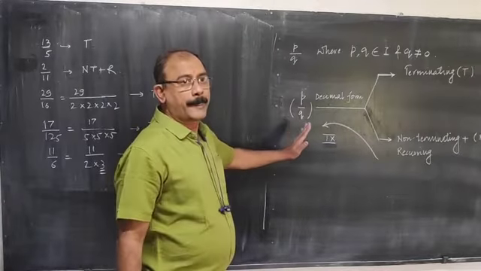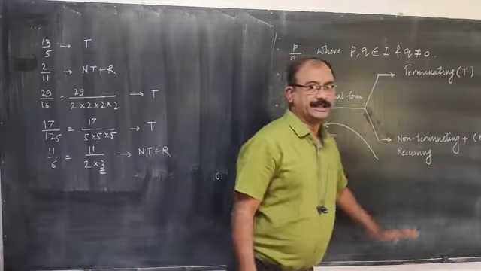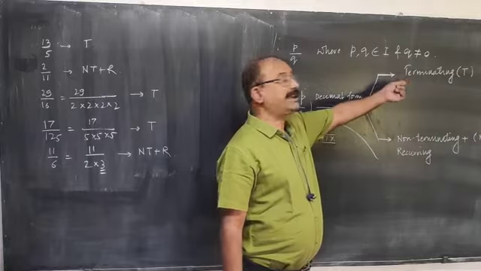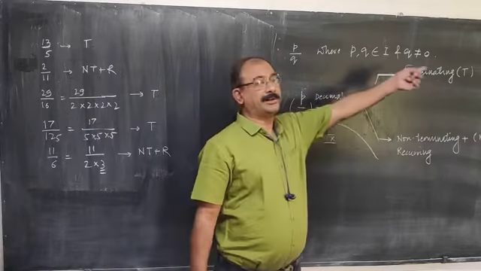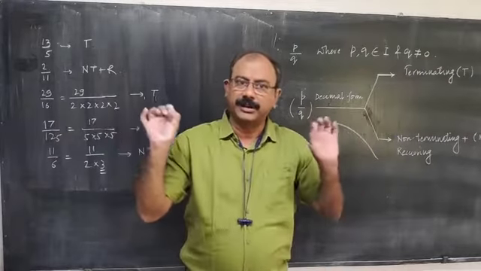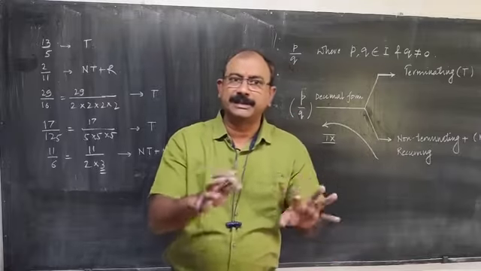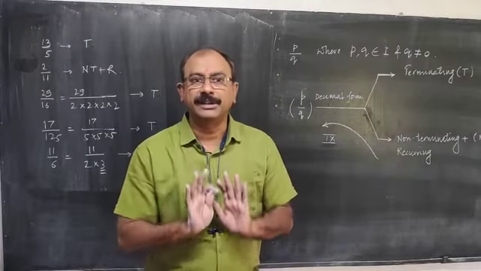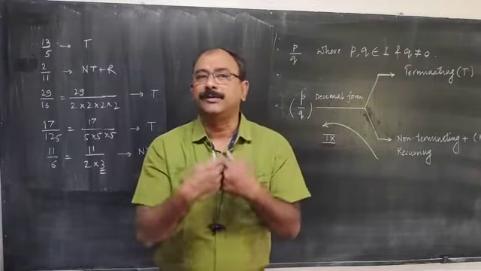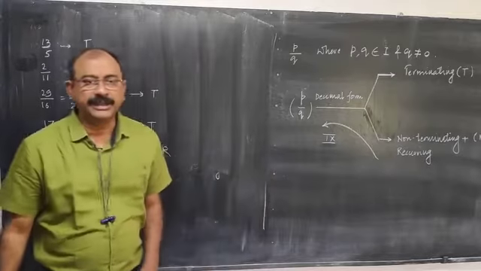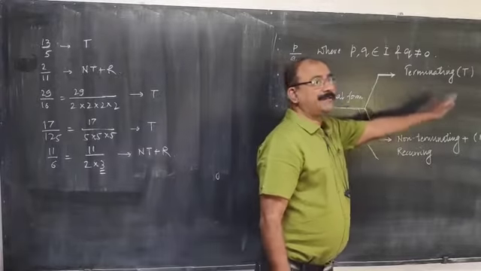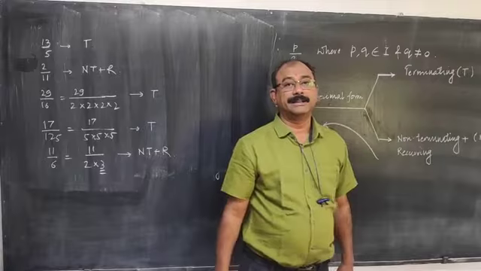So we have gone from this direction to this direction. Decision making: given a rational number, whether the decimal form will be terminating or non-terminating recurring. Very simple. Just factorize the denominator into prime factors. If the prime factors are 2 and 5 only, then it is a terminating type. If any one prime factor is other than 2 and 5, it will be a non-terminating recurring decimal form.